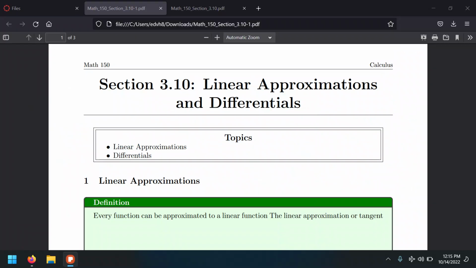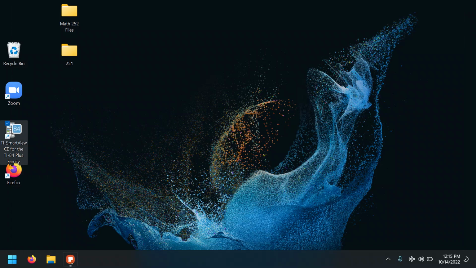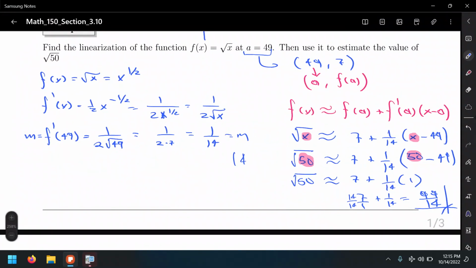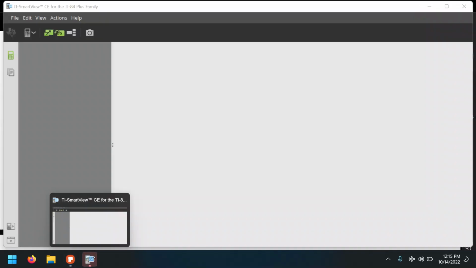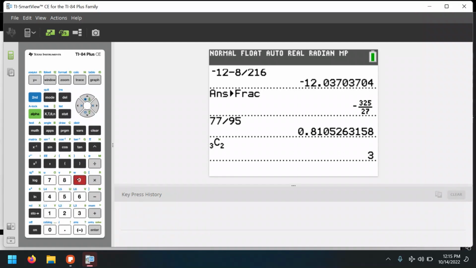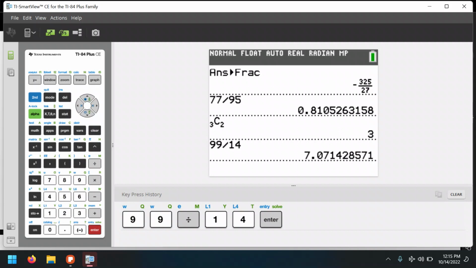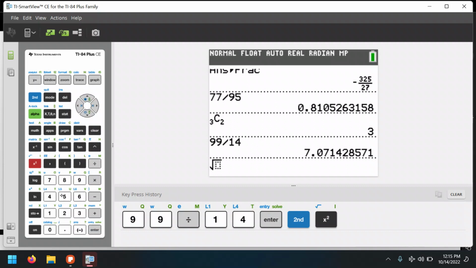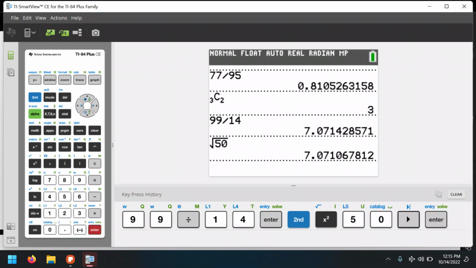How about we check that with the graphing calculator? Let me open the graphing calculator real quick. So what was that? 99 over 14. That's 7.07. And what's the square root of 50? I think it's a pretty close approximation, isn't it? It's a pretty good approximation.